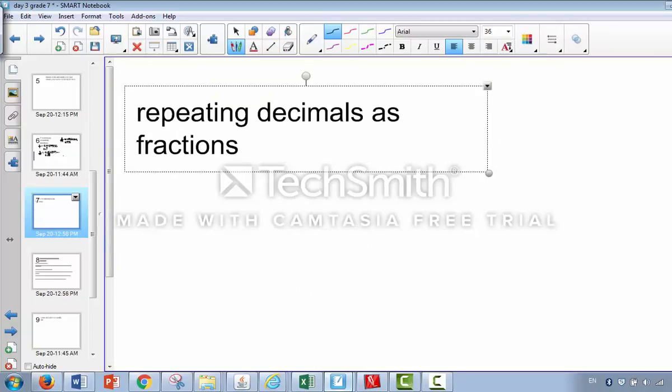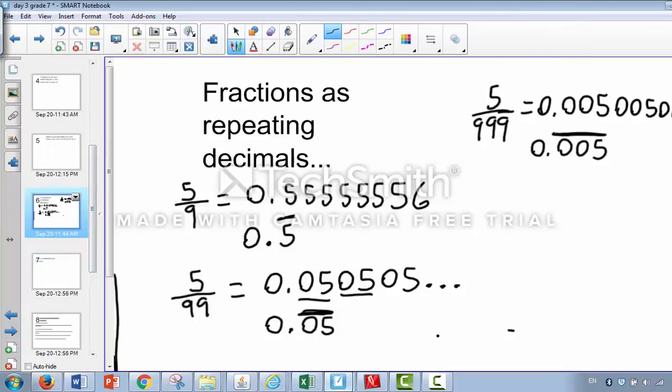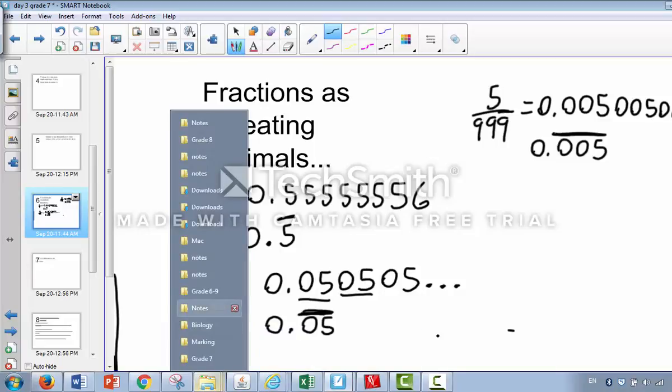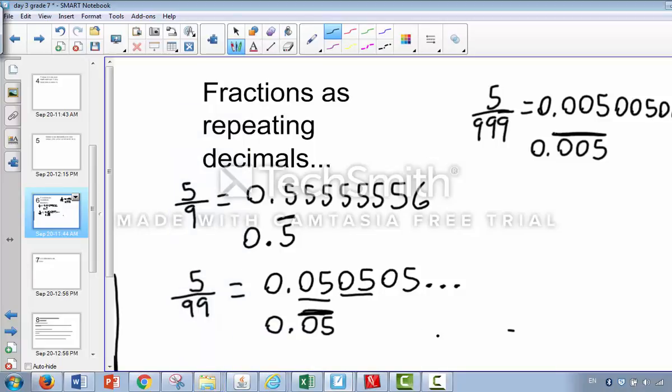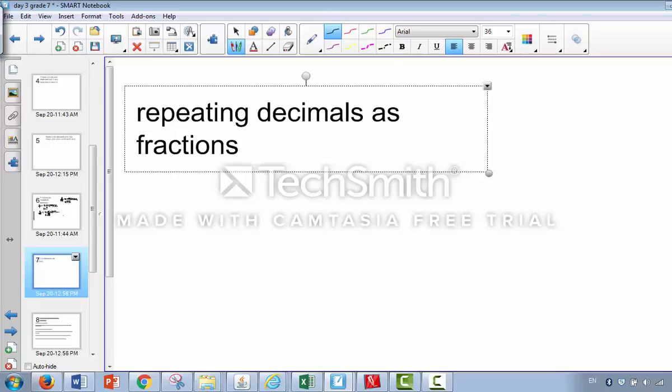Now repeating decimals as fractions. The general rule of thumb, if we look back: if we have 1 repeating digit, we're going to put that digit over 9. If we have 2 repeating digits, we put it over 2 nines. If we have 3 repeating digits, we put it over 3 nines. The number of digits that are repeating, that's the number of nines you put on the denominator. Let's practice.